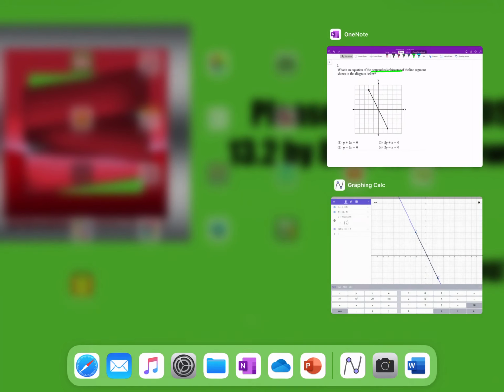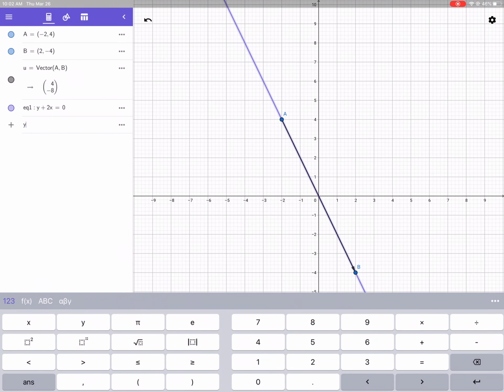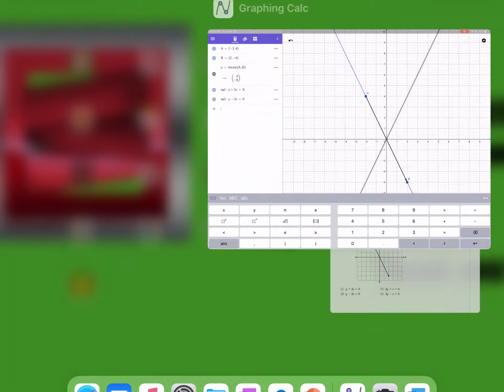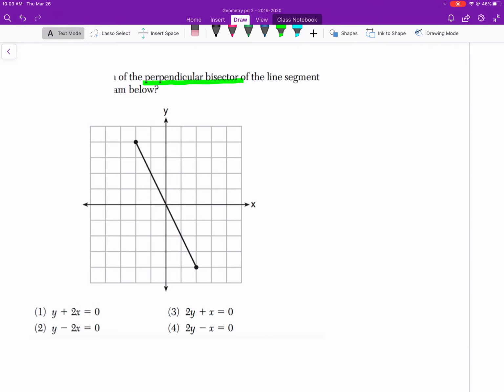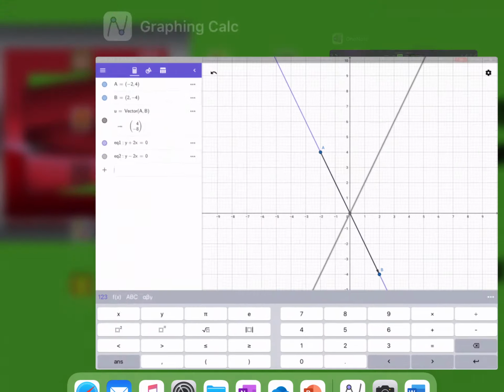Y minus 2x equals 0. Looks close. Probably not our best answer choice. I'm not sure if those are perfectly perpendicular. Now, if you were unsure, you could check the slopes, and you'll see that they're not opposite reciprocal slopes. 2y plus x equals 0.